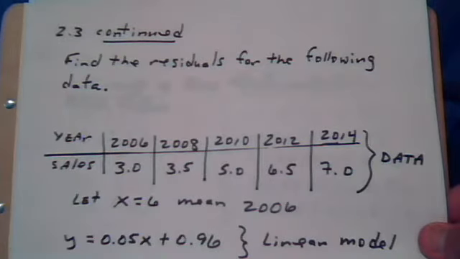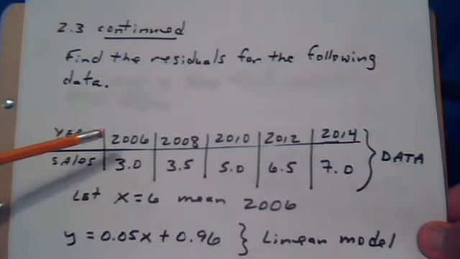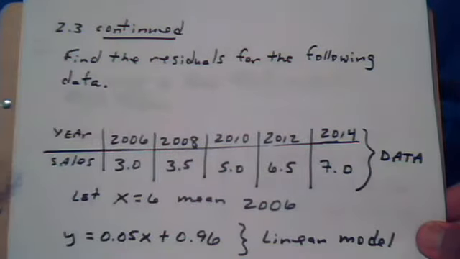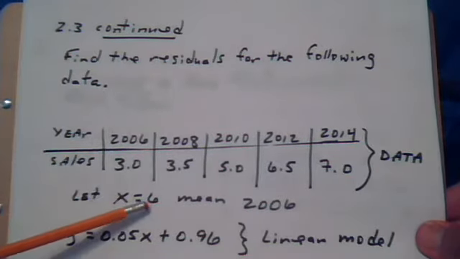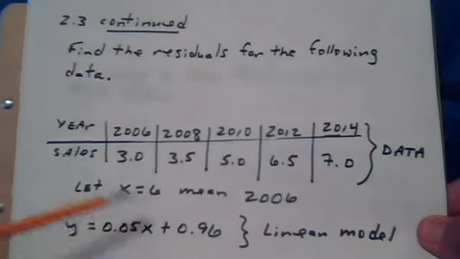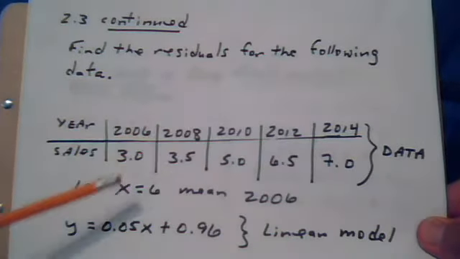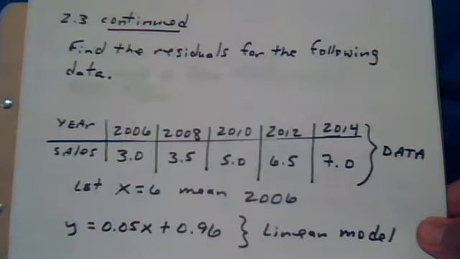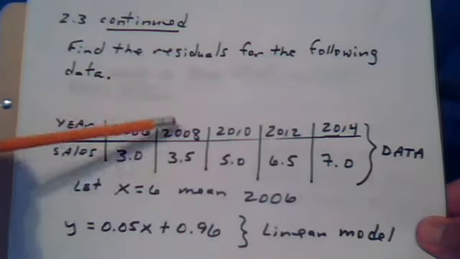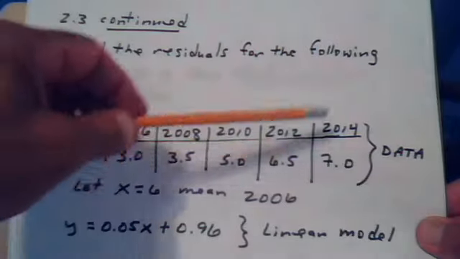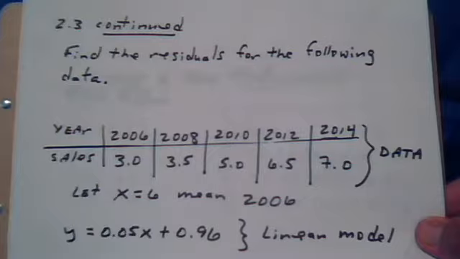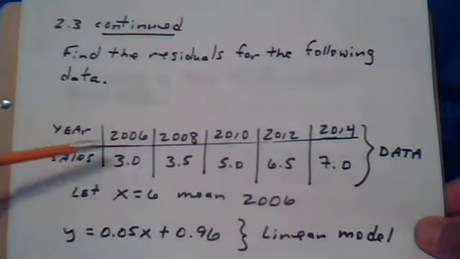Find the residuals for the following data. So each one of these is a point. Here's our data. Let x equal 6 for 2006. So 2008, x would equal 8. 2010, x will equal 10, and so forth. So x, y, x, y, x, y, x, y, x, y. This one's going to be the linear model, the one that's trying to represent this table.